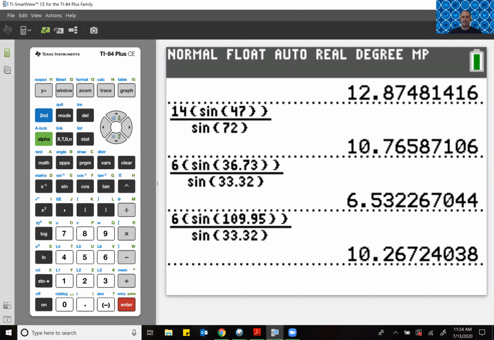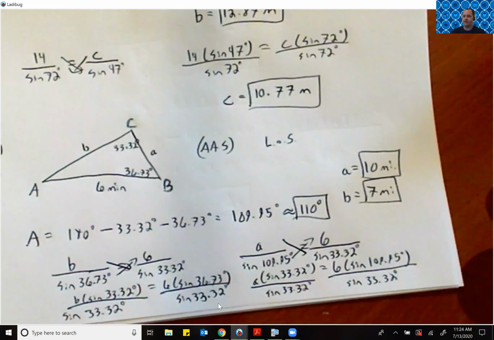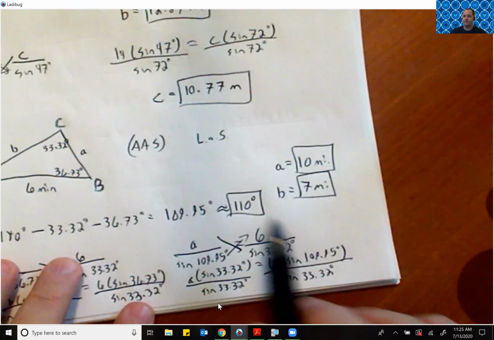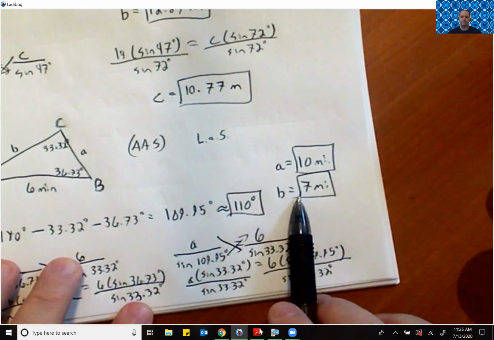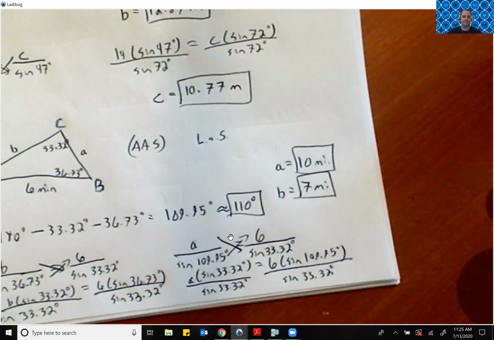So if we go back, there's our answers right there. 110 degrees, 10 miles, 7 miles. And that's what would go in their blanks. Okay?